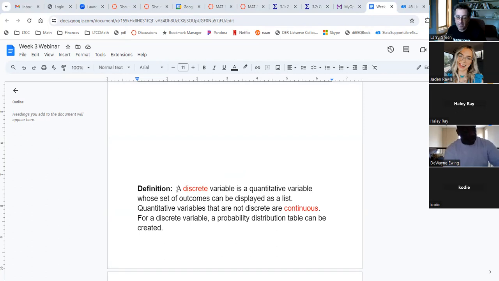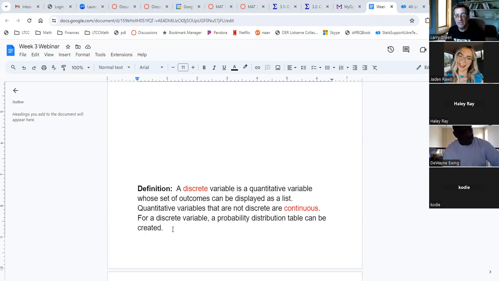And here is a reminder, the definition: a discrete variable is a quantitative variable whose set of outcomes can be displayed as a list. Okay, so you have to be able to basically write them in a table. Sometimes it can go on, but you have to be able to kind of list them out. Whereas a quantitative variable that's not discrete is a continuous variable.